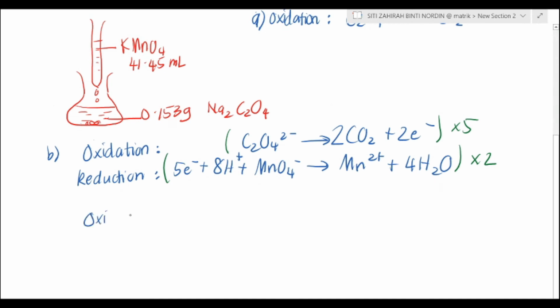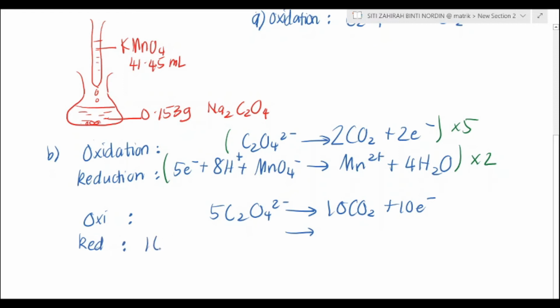So write down again your new half equations. This would be 5C2O4 2- to form 10CO2 plus 10 electrons. And your reduction half equation would be 10 electrons plus 16 hydrogen ions plus 2 MnO4- to form 2 Mn2+ plus 8 H2O.